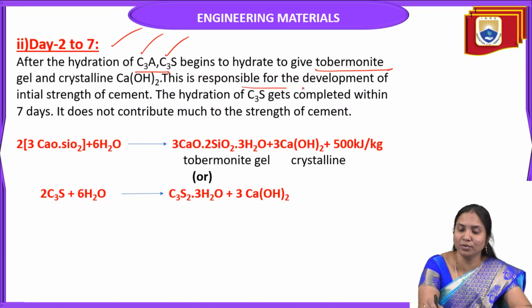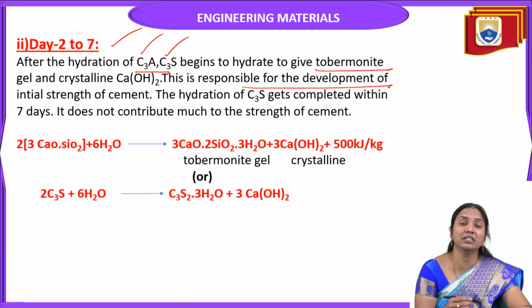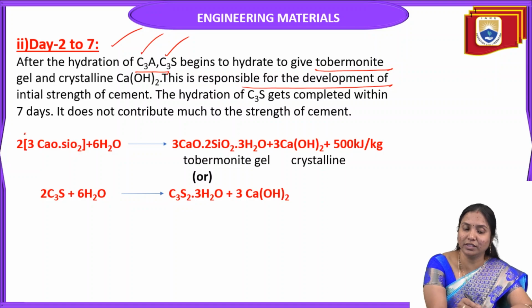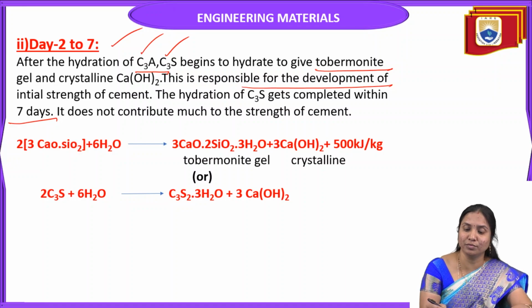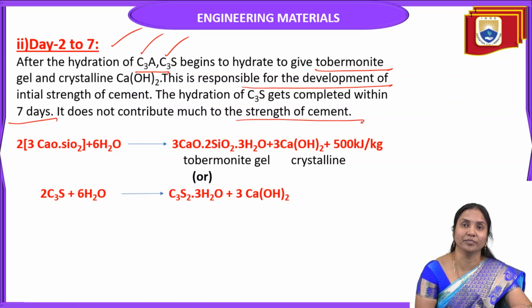This is responsible for the development of initial strength of cement. The hydration of tricalcium silicate gets completed within 7 days. But tricalcium aluminate hydrolyzes within 1 day, and tricalcium silicate hydrolyzes within 7 days. So it does not contribute much to the strength of cement. The strength of this composition is 500 kilojoules per kg.